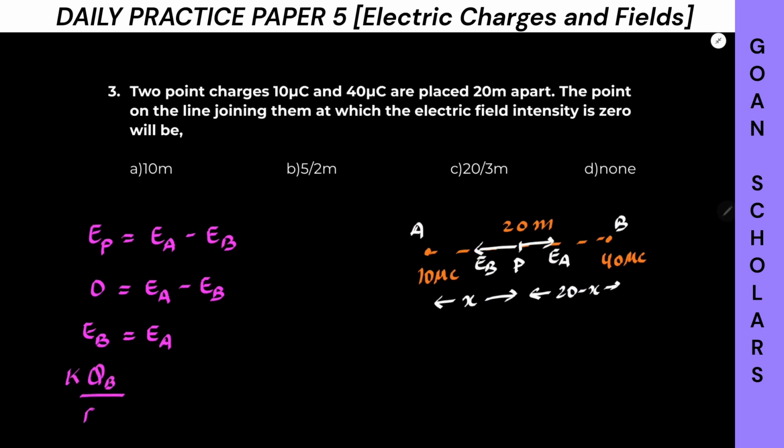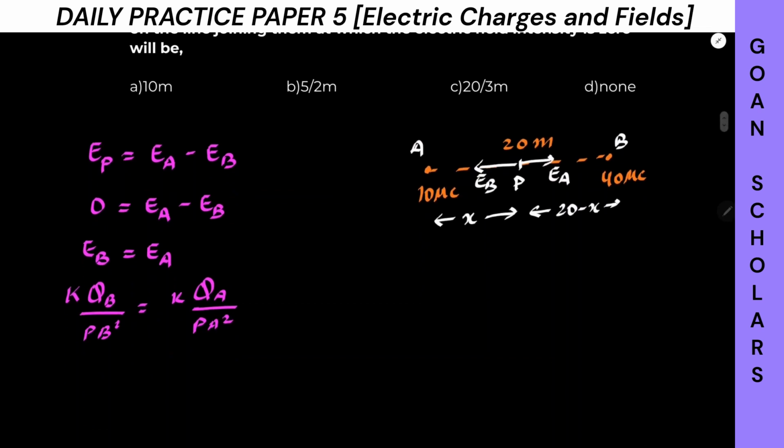What is separation? PB square equals K charge on A upon separation PA square. Let's substitute the values. Before that, cancel K with K. What is Q? B, 40 microcoulomb. Micro means 10 to the power minus 6. And what's PB? 20 minus X whole square.